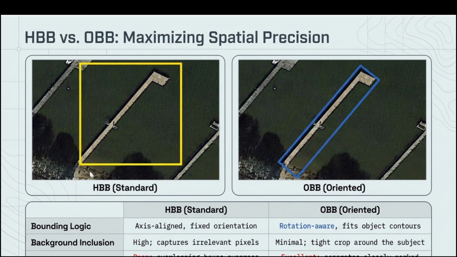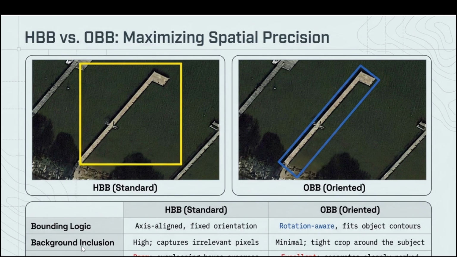But when it uses the HBB, we can see a lot of water pixels also come in. It selects the object, but it also has other background because the HBB has no angle, while the OBB has an angle, and this angle easily moves and overlaps the object. So the bounding logic of the HBB is axis aligned with fixed orientation, but for the OBB it is a rotation that fits object contours.